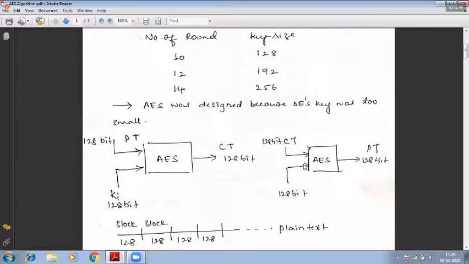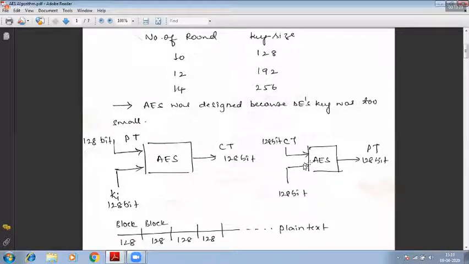I have the entire plain text. The entire plain text is divided into blocks of 128 bits each, and your key is also 128 bits, both at the sender as well as at the receiver. I apply an encryption algorithm at the sender, and I get a ciphertext of 128 bits. Take that ciphertext of 128 bits with a 128-bit key in reverse order, and apply the decryption algorithm. You know that this AES is also a symmetric key type of algorithm.